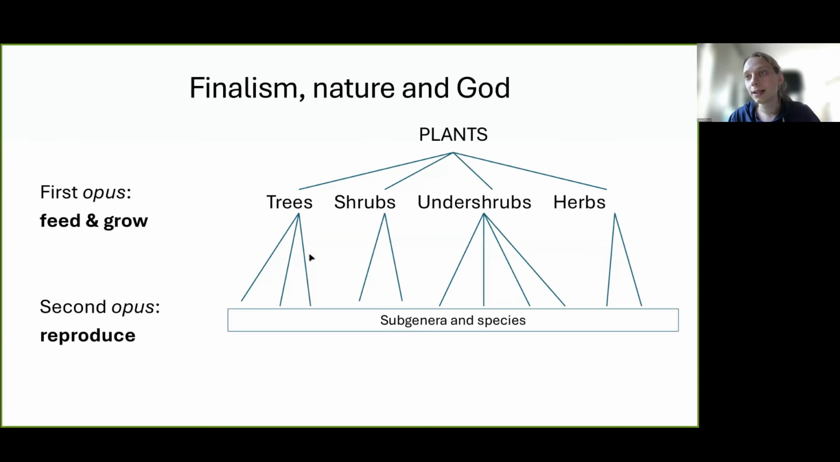Now, one of the main principles that Cesalpino inherited from Aristotle is that every substance must be defined on the basis of its essential function and on nothing else. These essential functions, as I have already hinted, are the natural aims of the object in question. In the case of plants, their natural aims are first to feed and grow, and second to reproduce. The first function, to feed and grow, defines the four higher genera, so the trees, the shrubs, the undershrubs, and the herbs, which Cesalpino takes from Theophrastus. And the second function, to reproduce, allows us to distinguish subgenera or species within the four higher genera. No other criterion is allowed by Cesalpino to define subgenera or species of plants.